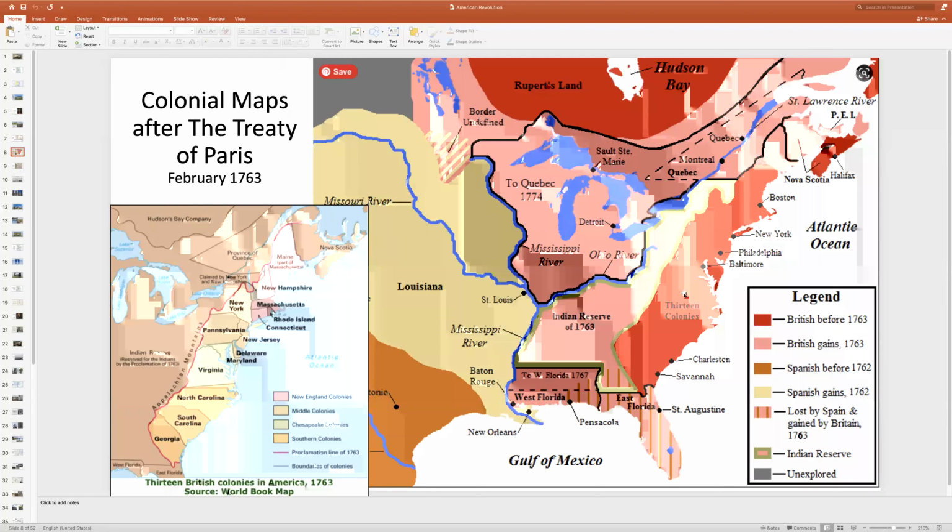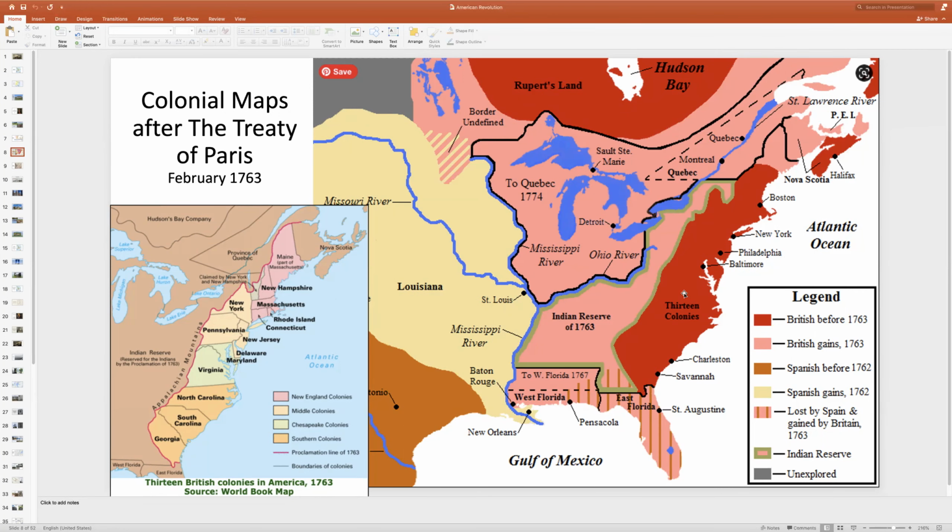So the dark red is the British property before the treaty. The British gains, which were all the French territory in the first map, is all in pink. The Spanish are down in Florida before, and then the Spanish gained all this property from the French afterwards, in the yellow, so to speak. And you can read from there. Where Florida is, where we are, it was lost by Spain and gained by Britain in 1763. So when Great Britain won at the Treaty of Paris, when they beat the French, they also gained Florida. Then they would lose it when they lost the Revolution. So they get it and they lose it.